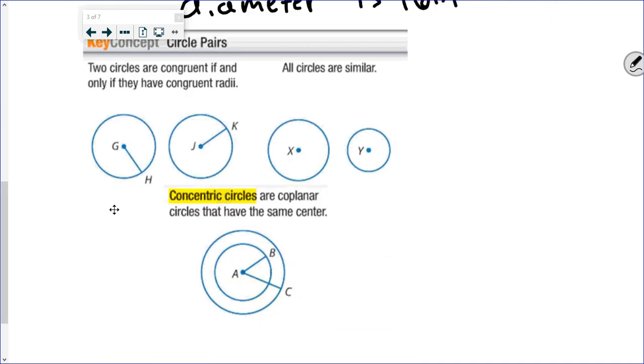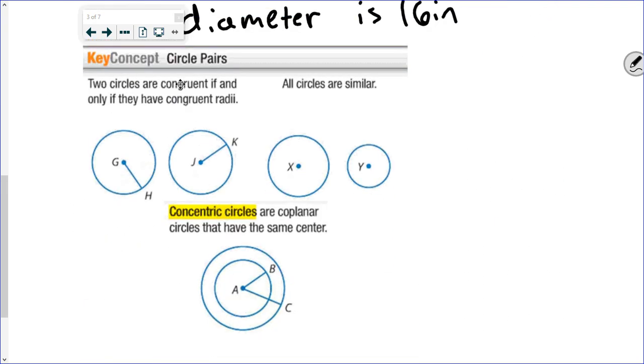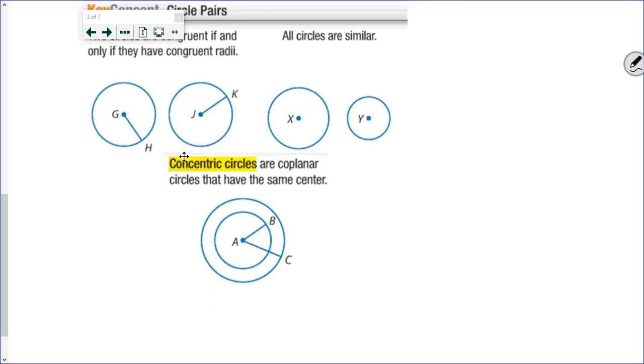Okay. So key concept here, circle pairs. Two circles are congruent if and only if they have congruent radii. All circles are similar. Concentric circles are coplanar circles that have the same center. So concentric circles, that's an interesting one. Both of these circles here have center A, but they have different radii lengths. AB is the radius of this inner circle. AC would be the radius of the outer circle.